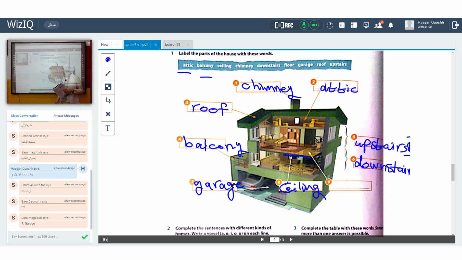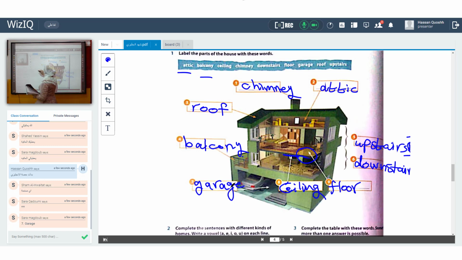Now, number nine, what we call it, floor, floor. Yes. Yes, I saw Sarah. Yes, seven, garage. Thank you, Sarah. Thank you for your participation. Now, eight, we talk ceiling. Nine, a floor. So again, we have parts of the house. We will label the parts in the house.